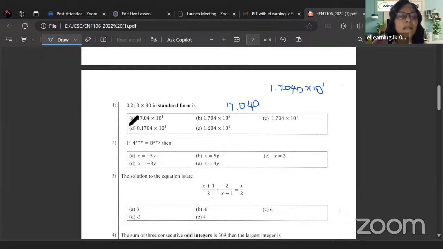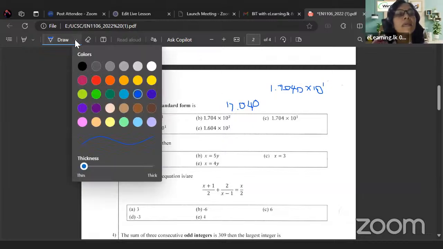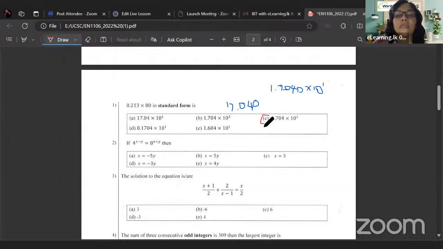The first one is not correct. The second one is also not correct. Why is that? Since it is not 170.0, it is 17.040. Therefore, the answer is the third one. So, C. Then check whether any other answer is equal to this one, right?